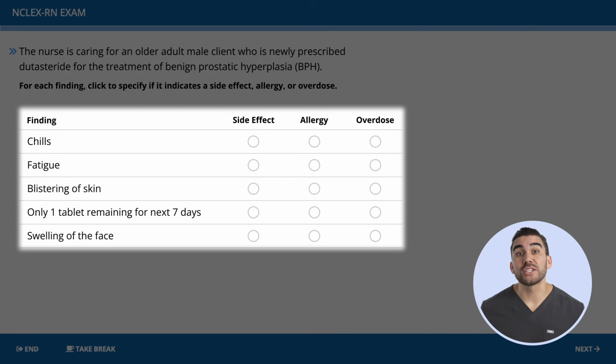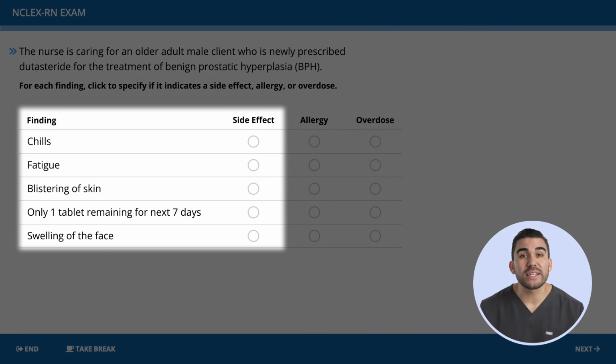All right, now let's look at the chart here. So a side effect to consider. Would it be chills? Well, yes. The medication blocks DHT, which affects temperature control and causes chills. What about fatigue? Well, yes, it affects energy expenditure and even increases fatigue. And the last three we're not going to choose because it doesn't cause blistering of the skin. Only one tablet remaining for the next 7 days has nothing to do with the side effect, so that one's incorrect. And swelling of the face is completely incorrect.